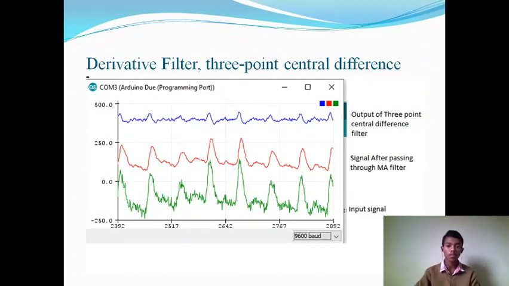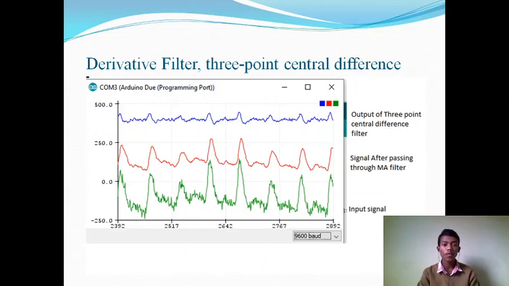If you observe clearly, the green one is the input signal, which is very noisy and contains some high frequency components, so I pass it through the low pass filter, that is the moving average filter. So I got this smoothed version. This smoothed signal, the red signal, I sent as an input to the central difference filter, so I got this output. If I observe clearly, it is also preserving the edges, meaning it is passing high frequency components. It is also a high pass filter.